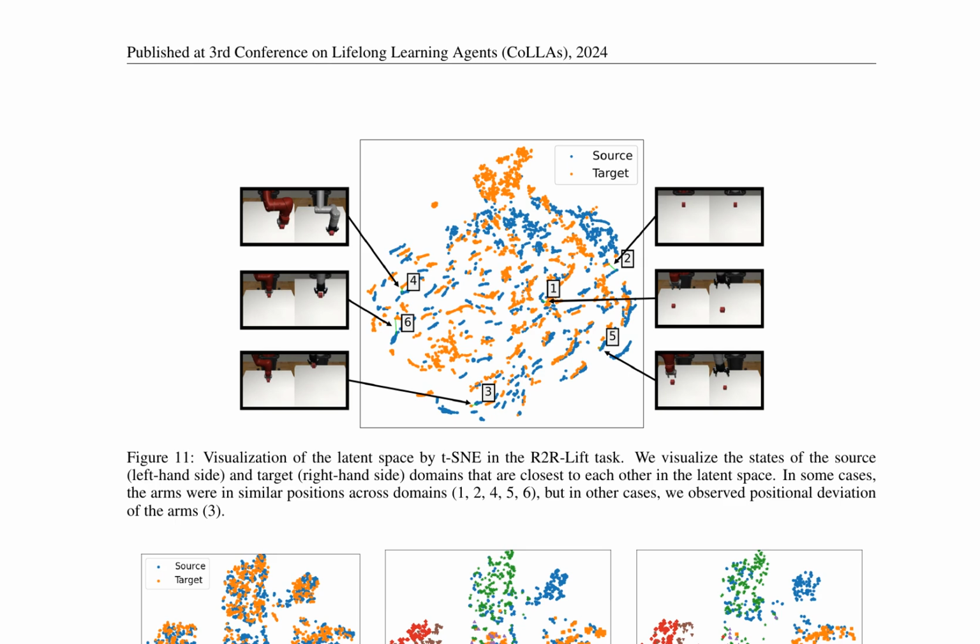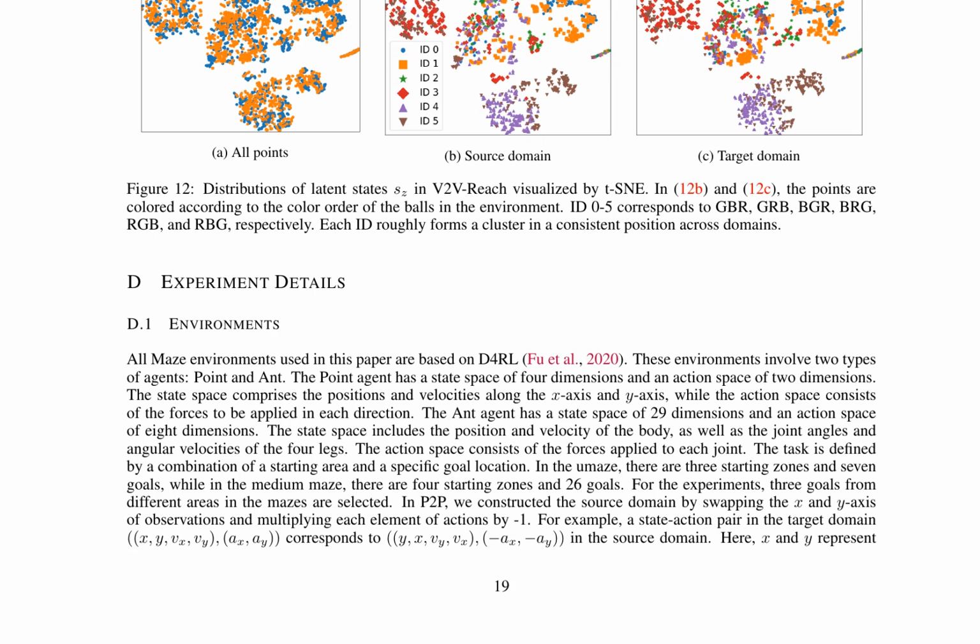The experiment details section describes the environments used in the paper, which are based on D4RL. These environments involve two types of agents, point and ant. The point agent has a state space of 4 dimensions and an action space of 2 dimensions, while the ant agent has a state space of 29 dimensions and an action space of 8 dimensions.